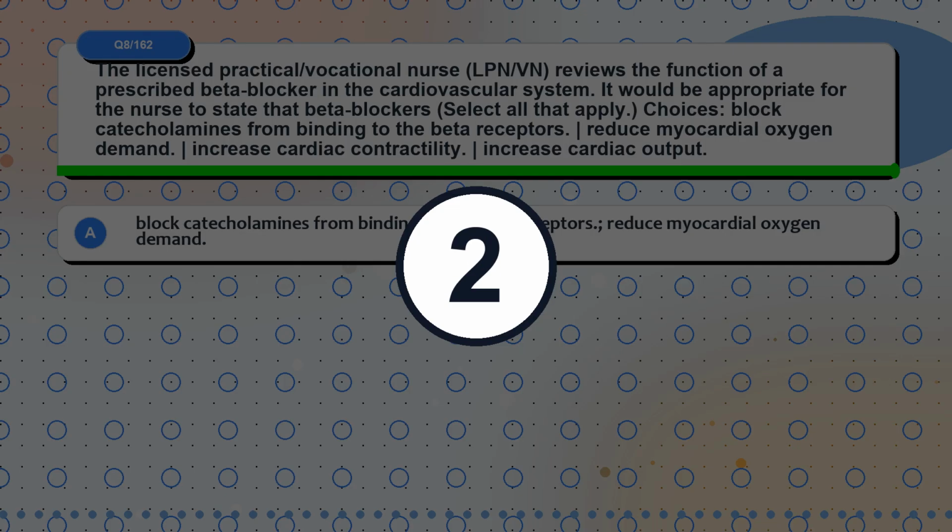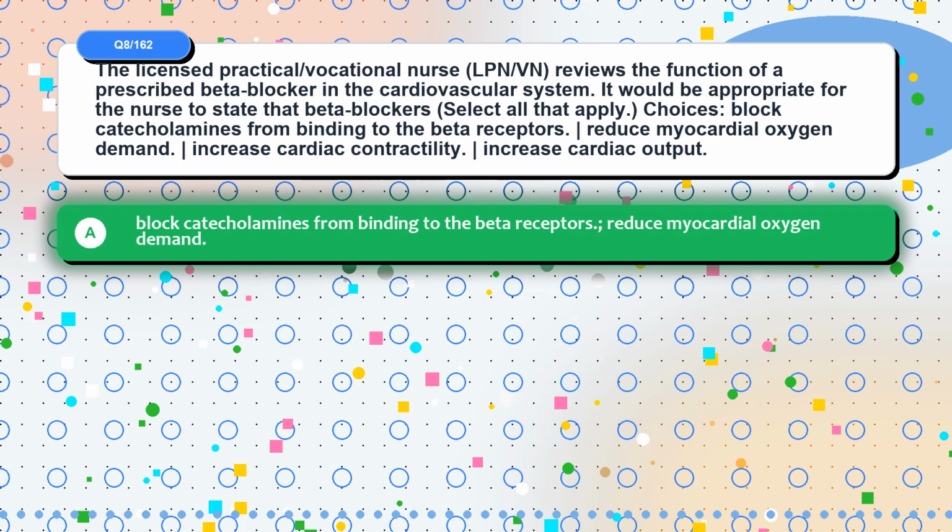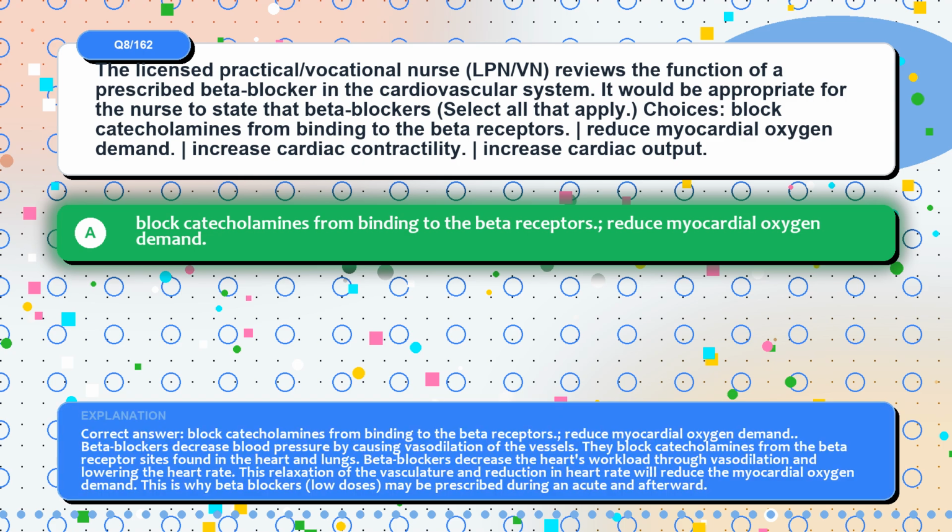The correct answer is option A: block catecholamines from binding to the beta receptors, reduce myocardial oxygen demand.